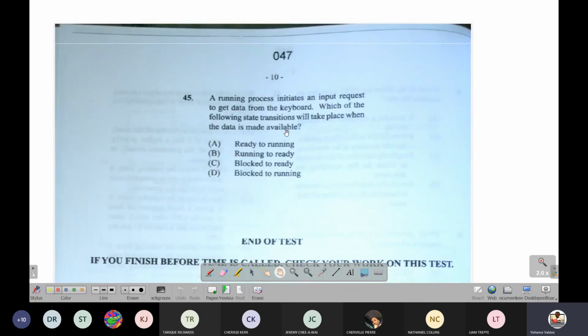And the last one: a running process initiates an input request to get data from the keyboard. Which of the following state transitions will take place when the data is made available? The running process has to go into blocked until it gets the information from the keyboard. Then when the information becomes available, it goes from blocked to ready. So the answer is C.